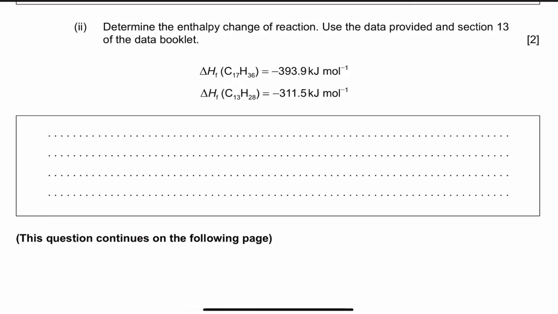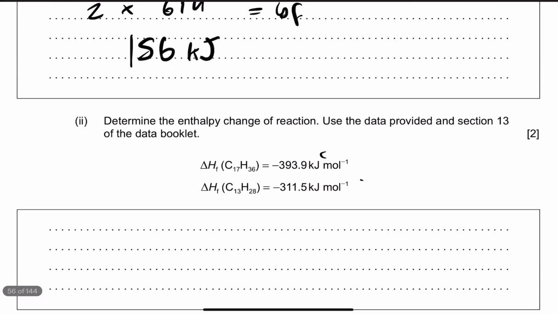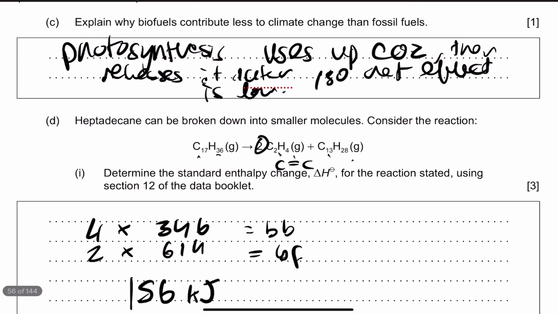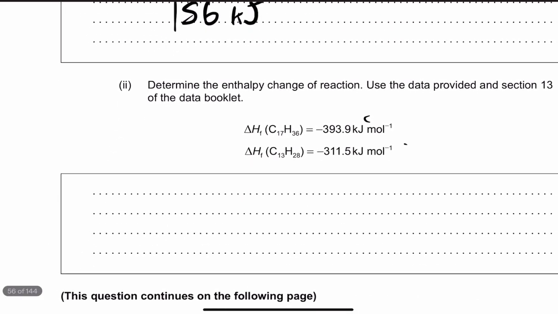Determine the enthalpy change of reaction. Use the data provided in section 13 of the data booklet. So this is just formation values. We know that it's products minus reactants, and we know that this one is 393.9, this one's 311.5, and then we're just missing this C2H4, which we'll get from section 13 of the data booklet. So if you check that section, you should get this formula.